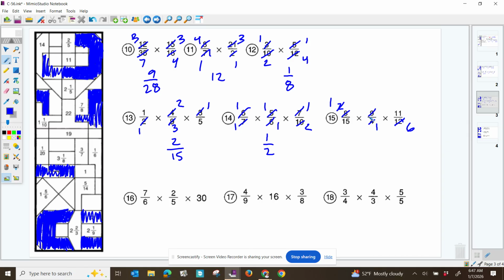9 and 6 divide by 3. I get 3 and 2. Anything else? Oh, 3 and 5, 15. 3 becomes a 1 and 15 becomes a 5. I end up with 11/10, which is 1 and 1/10. 1 and 1/10 in the middle-ish.